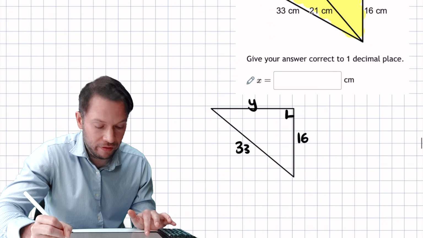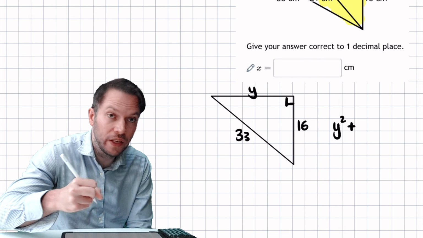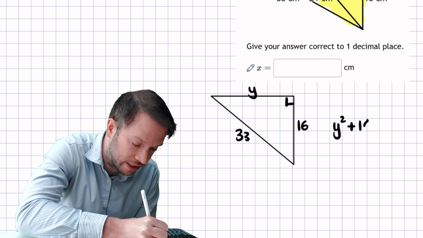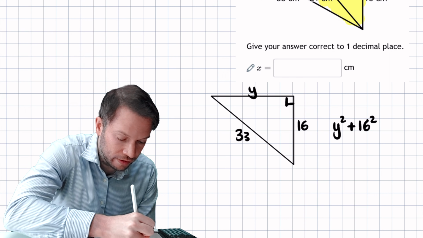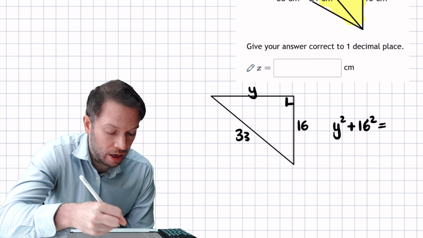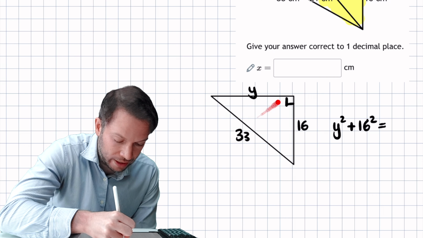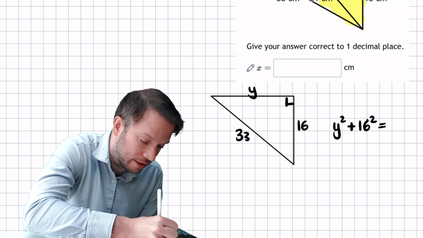So remember how Pythagoras theorem works? If you do one of the shorter lengths squared and you add the other shorter length squared, which is 16, it doesn't matter which way the y and the 16 go round, then you get the hypotenuse squared, the length of the hypotenuse squared. This hypotenuse is the longest length, which is opposite the right angle, so it's 33 squared.